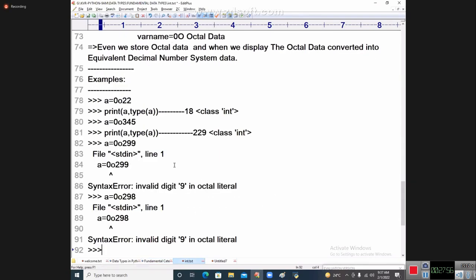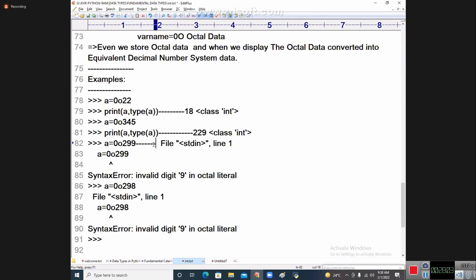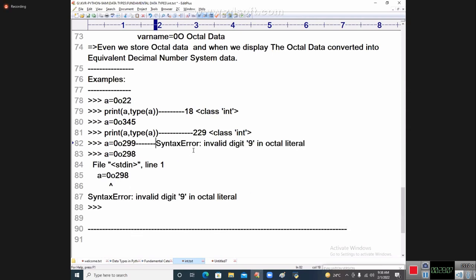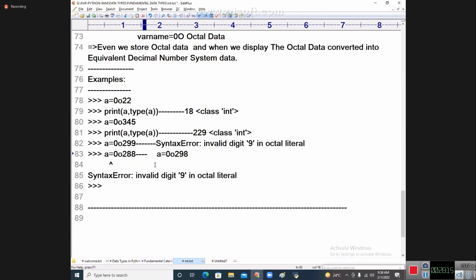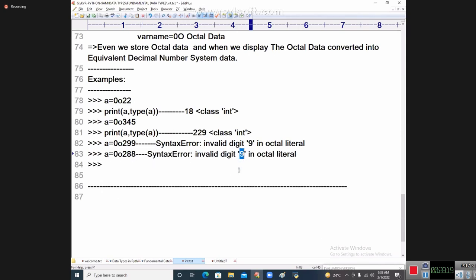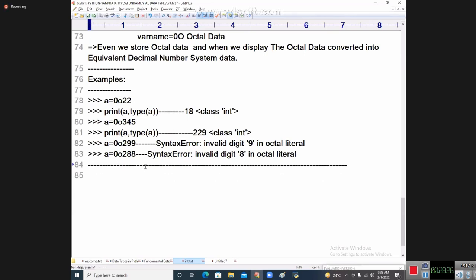Now coming to this area, 00229 is going to give you an error. What is that error here? The digit 9 is invalid. And here also, if I take 288, it also gives an error, because 8 is also not allowed. Invalid literal 8. This is about octal representation. Dear students, did you understand this discussion?